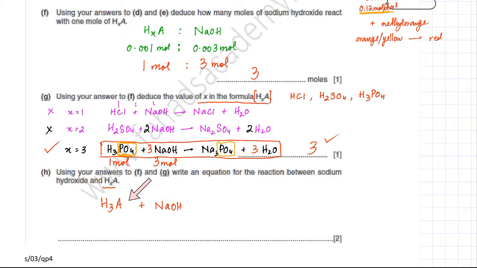A could be anything. So H3A plus NaOH would produce Na3A plus water molecule. Everything would be exactly the same as the previous equation, except that he's taking A as an unknown ion. I took an example where I used H3PO4, so just replace PO4 with A. That's the only difference. The rest of the equation would be exactly the same, balanced in exactly the same manner. So this is my equation of sodium hydroxide with the acid H3A.